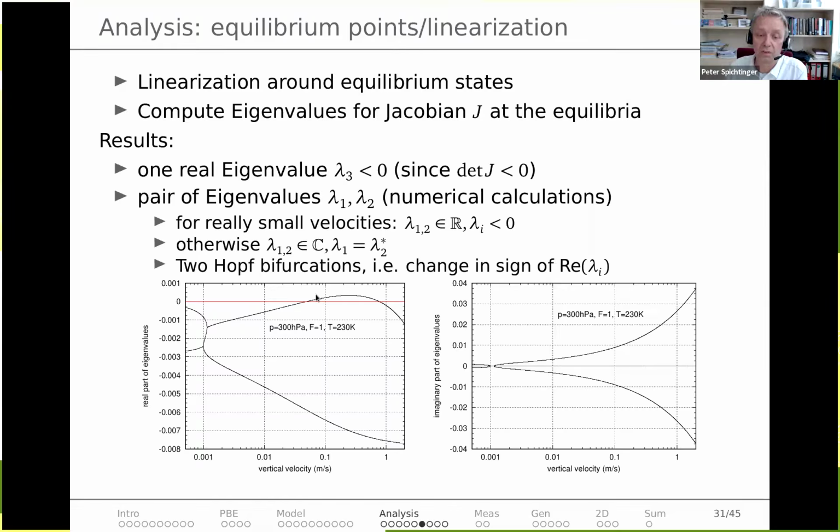If you cross this line here and have positive real parts, then you have an unstable case. But since you have an imaginary part here, you have an oscillating system. And these points here, where you cross the zero line in the real part, are a so-called Hopf bifurcation.